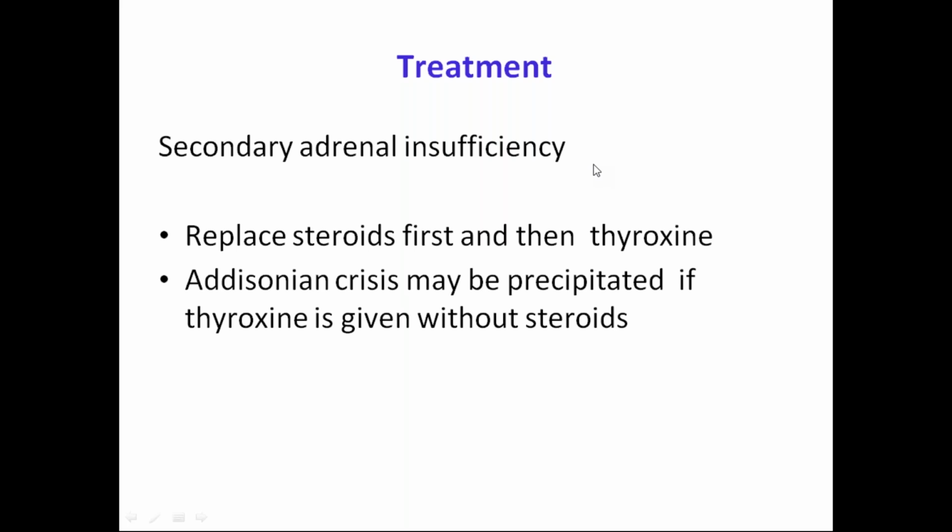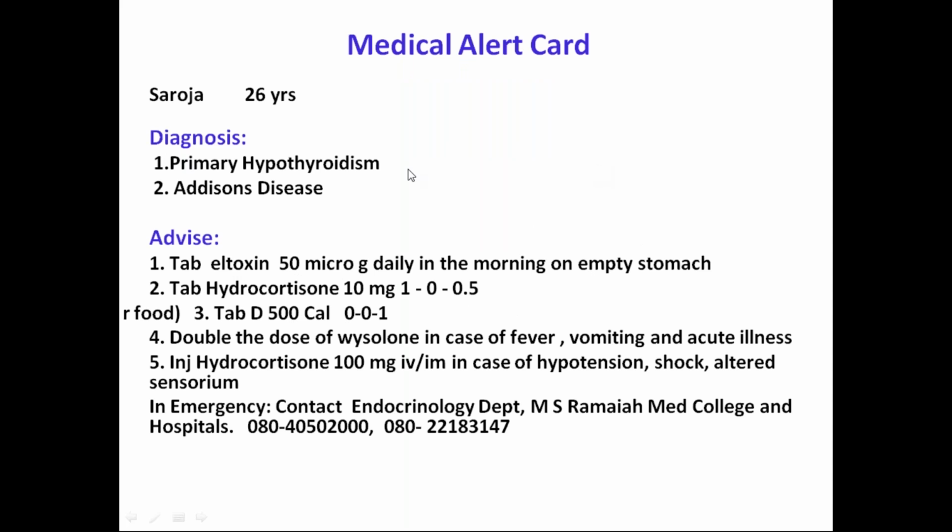So, a patient, 26 years, with primary hypothyroidism and Addison's disease. The advice should be that patients take thyroxine, hydrocortisone, vitamin D, and calcium, and double the dose of steroid if they have fever, vomiting, and acute illness. Hydrocortisone in case of hypotension, shock, altered sensorium.